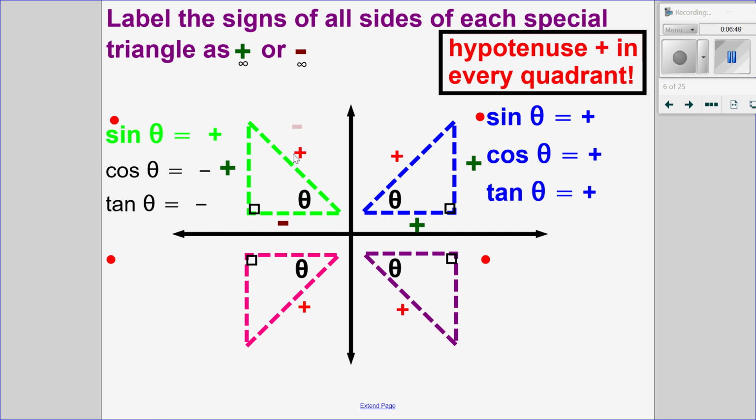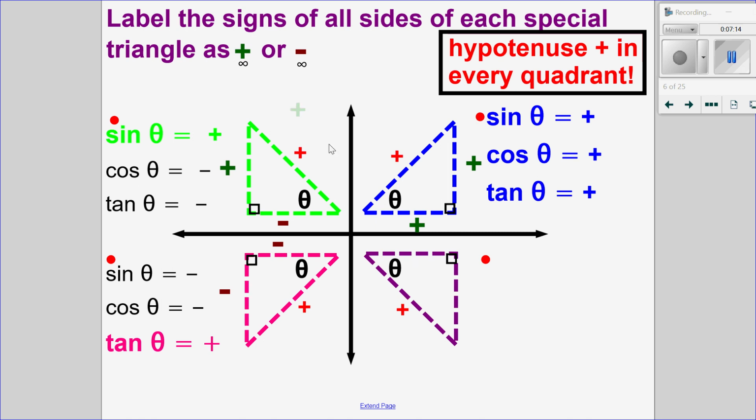In quadrant number 3, x is negative and y is also negative. So the only thing that's positive is the hypotenuse. So sine and cosine are negative because the adjacent and the opposite are negative. However, tan is positive because that's the ratio of opposite over adjacent, and 2 negatives make a positive.